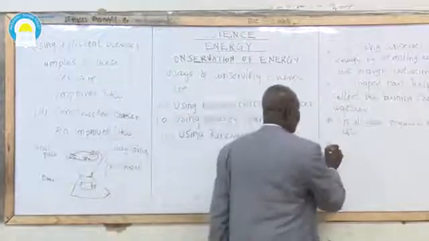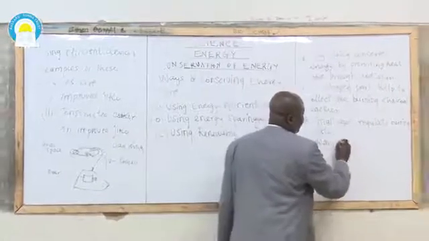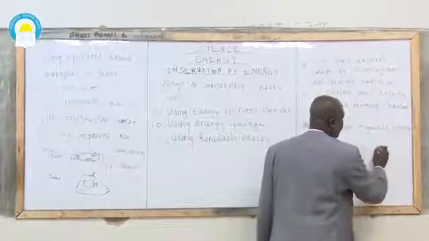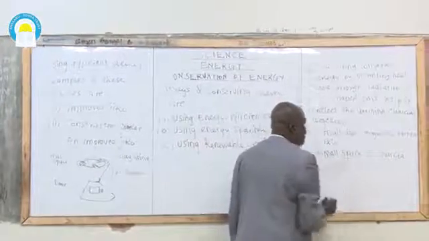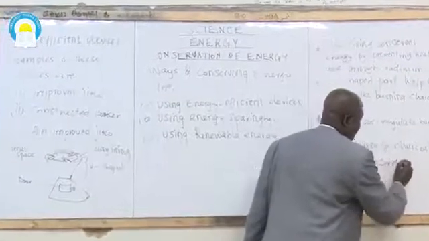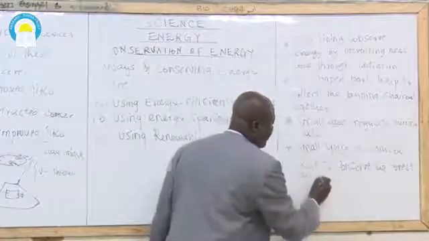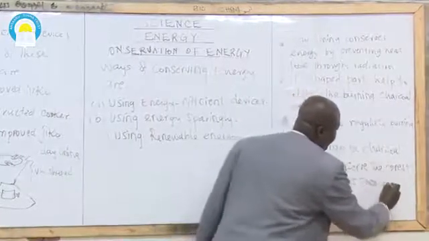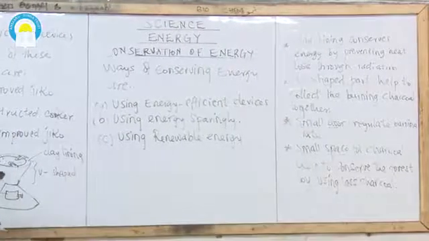Next, we have the small space for charcoal. It helps to conserve the forest by using less charcoal. So those are the ways the improved jiko can assist in conserving energy.